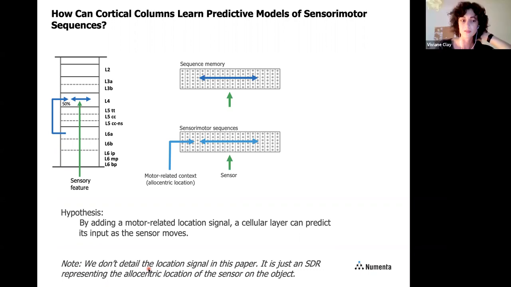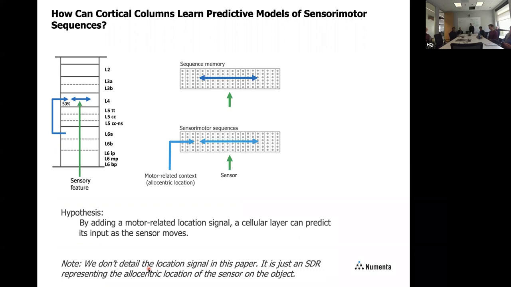We can talk about that maybe at a separate meeting, our models of grid cells and location signals and so on. But here we're trying to get at the concept of context and representing an input in various contexts and how that could build a model.